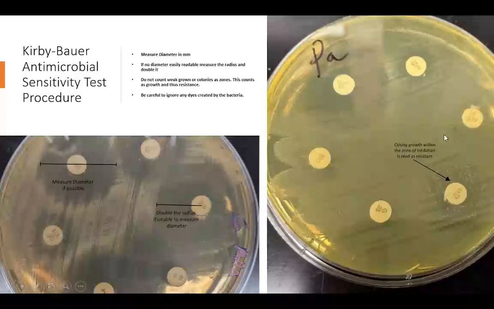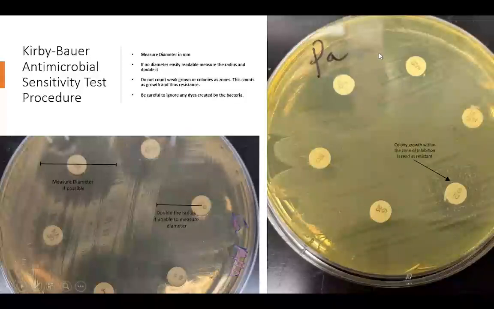A couple of weird things though. Sometimes they get a little hard to read. If there are little colonies growing in here, that means that was not a complete zone of inhibition, so that is considered resistant. If it's growing right up to the disc and you've got little colonies there, that's resistant. So you measure from the closest colony possible as your radius or diameter.